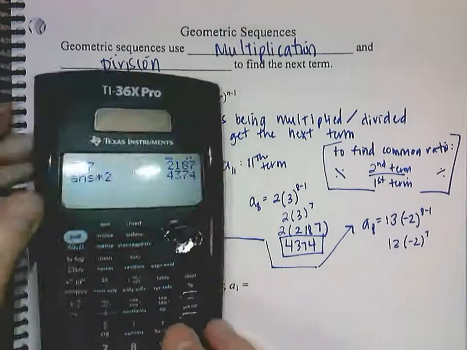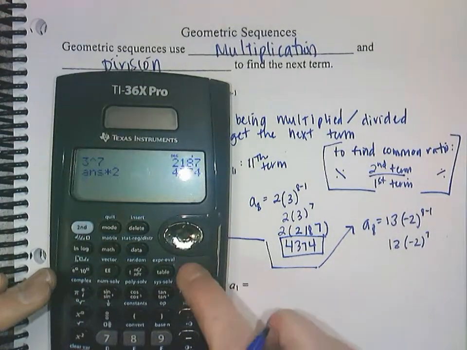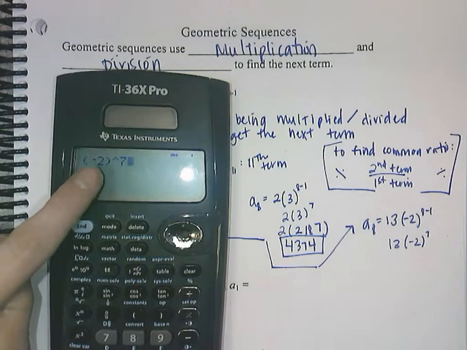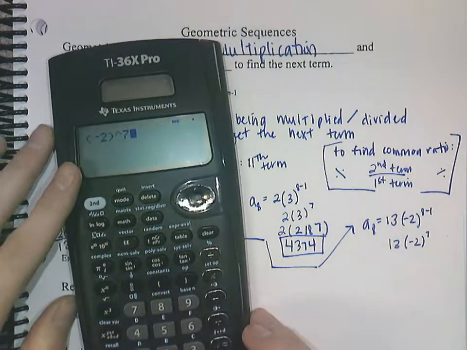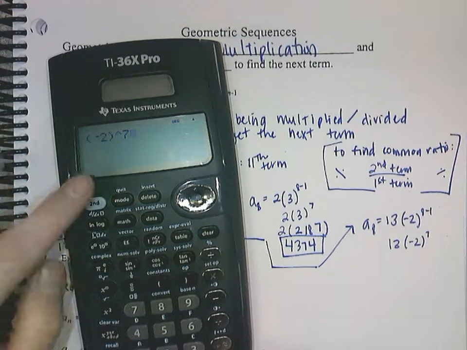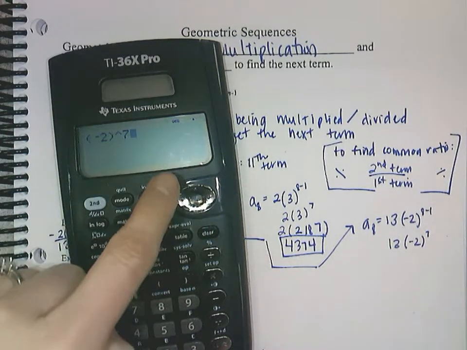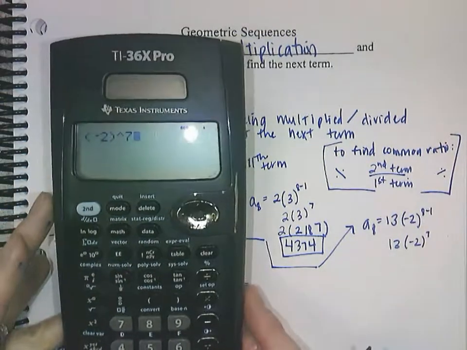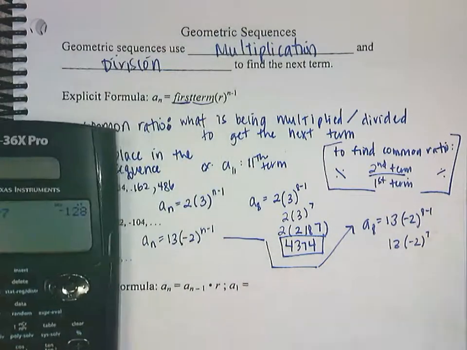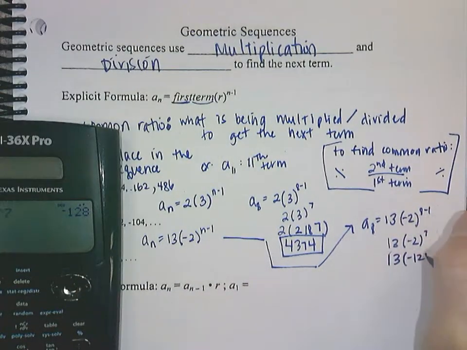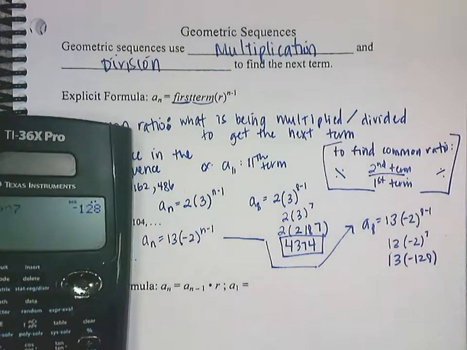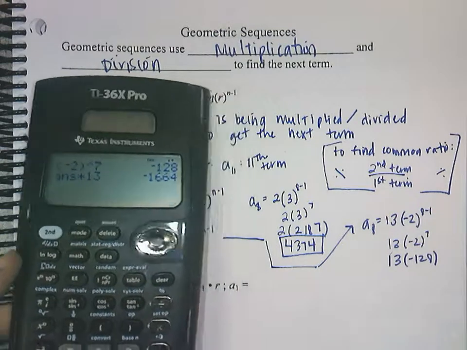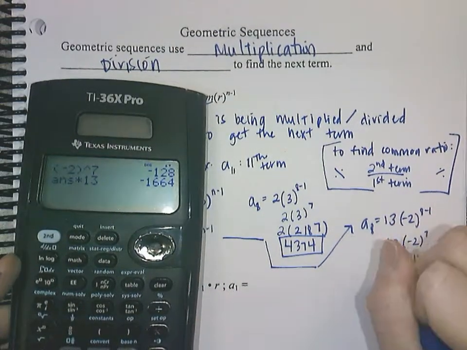On here, you need to be really careful. We need to be using parentheses: parentheses, negative 2, parentheses, and then my exponent of 7. If you don't put it in parentheses, some of your answers may be incorrect. They might give you negatives when it should be a positive. So even exponents will give you positive numbers, and odd exponents will give you negative numbers if it's a negative that you input. So we press enter, and we get negative 128. Now we have 13 times negative 128, and if we finish that off, we get negative 1664, so this is our answer.